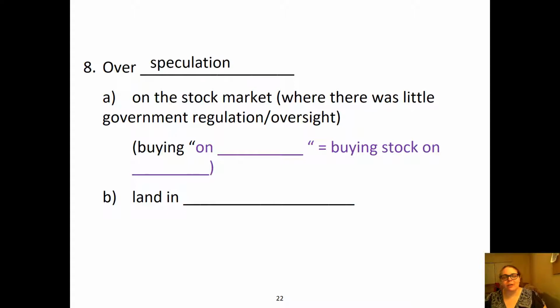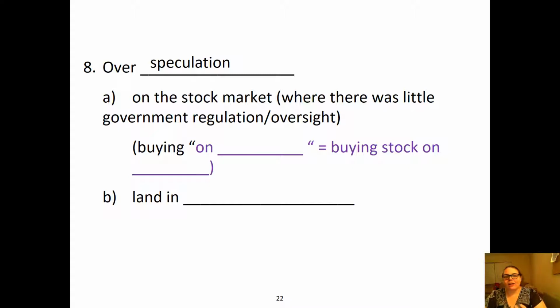The next one is over speculation. When you speculate, you buy something thinking that the price will increase and you will be able to sell it at a higher price. So you can speculate on the stock market, right? Those of you who've had economics, that's what you're supposed to do. You buy stocks when they're cheap, wait for the price to go up, and sell them when they get to the highest you think they're going to go, and you earn money that way.